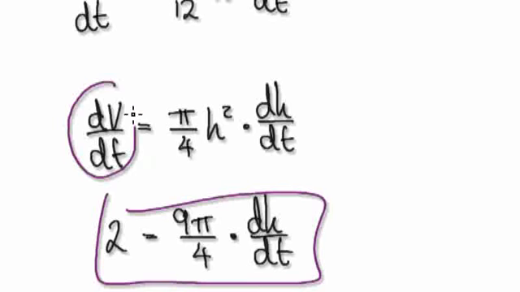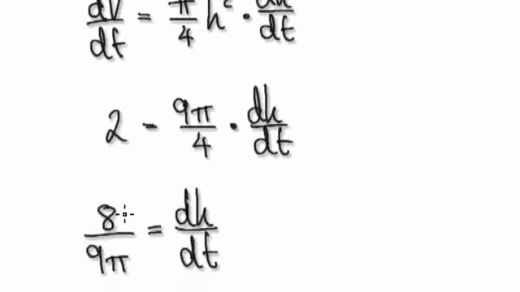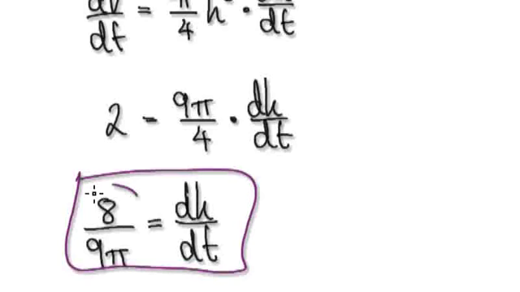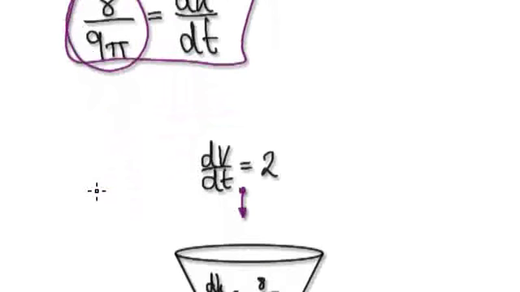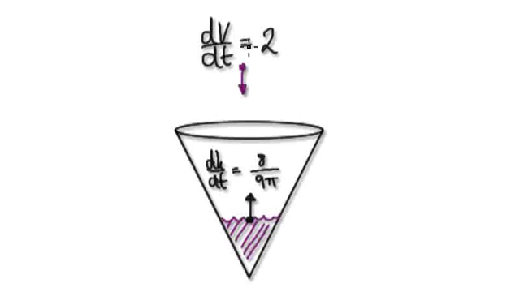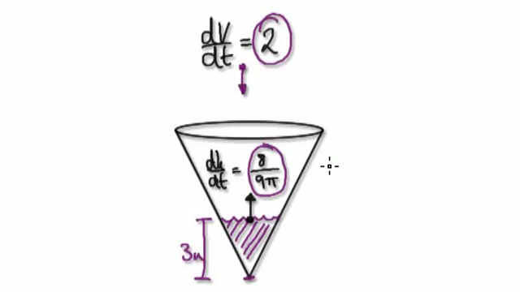Okay. Don't forget, this here was given to us. The rate at which the water is coming into the cone is 2. So dh by dt equals this. So what that means is dV by dt is given to us as 2. So when the height is at 3, when the water level is 3 meters above the bottom part here, the rate at which it's rising vertically is given by this, meters per second.